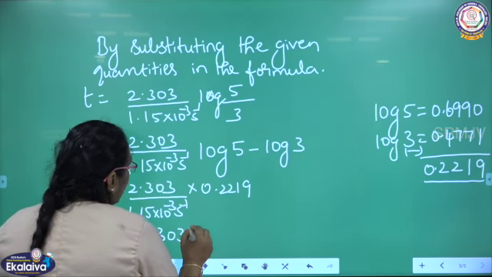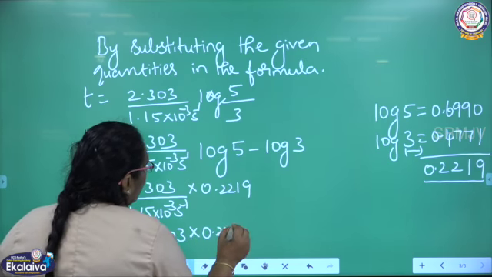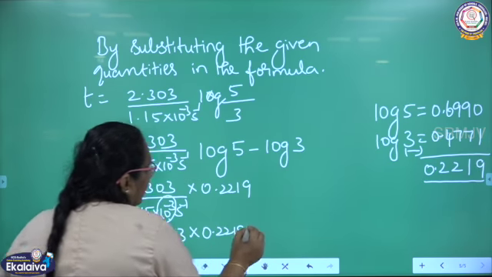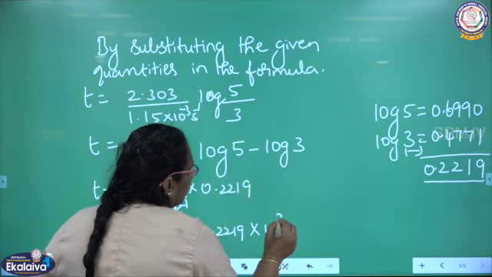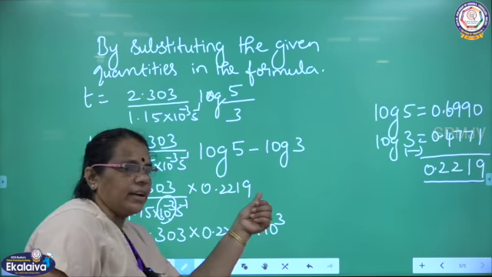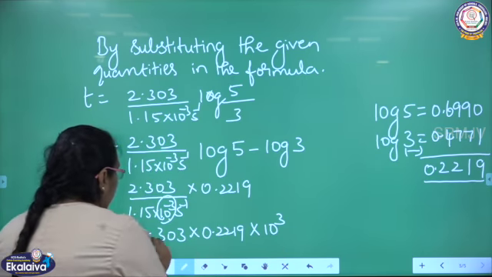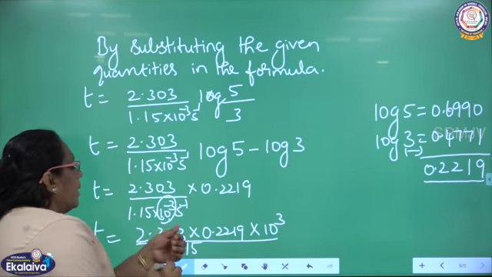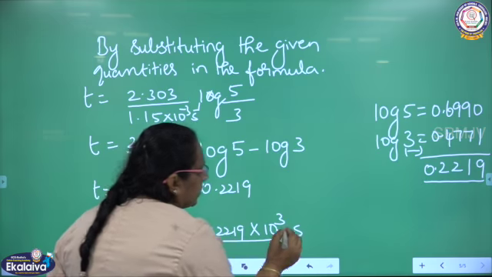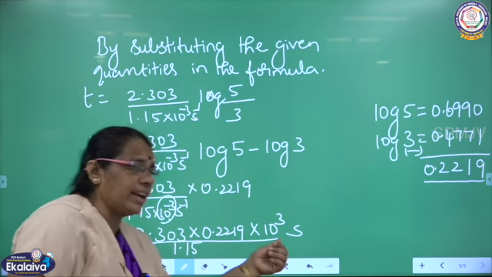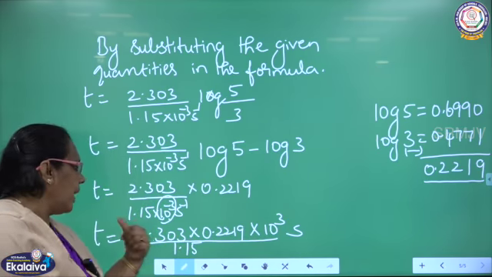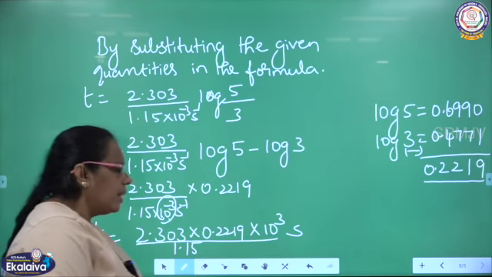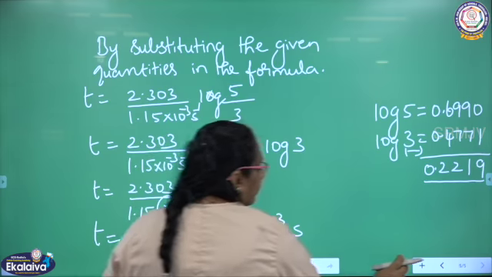The next step, T is equal to 2.303 into 0.2219. When this 10 power minus 3 is taken to the numerator, it becomes 10 power 3, divided by 1.15. The second inverse, when it is taken to the numerator, it becomes seconds, whereas 10 power minus 3 taken to the numerator has become 10 power 3. Let us see the calculation now.